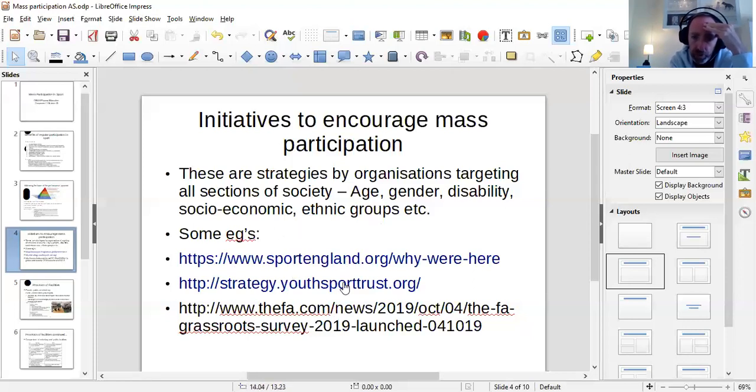Now, there's a couple of links here I want you to click on and visit and look at some of their initiatives that they put, and then look at a grassroots level here as well. And that link, you might have to copy and paste that. It doesn't look like the links come through, but copy and paste that into your browser for the fa.com and looking at some of the initiatives they have in place for grassroots football.